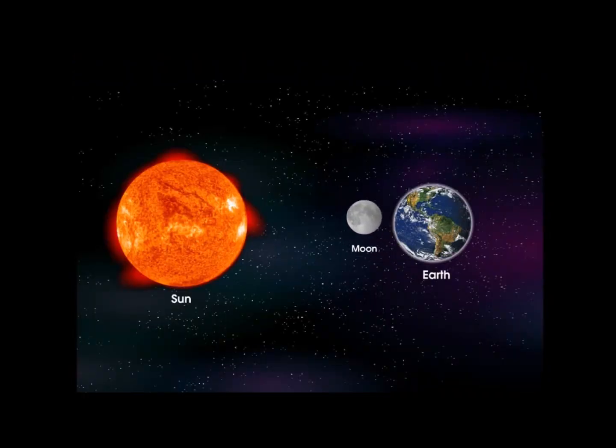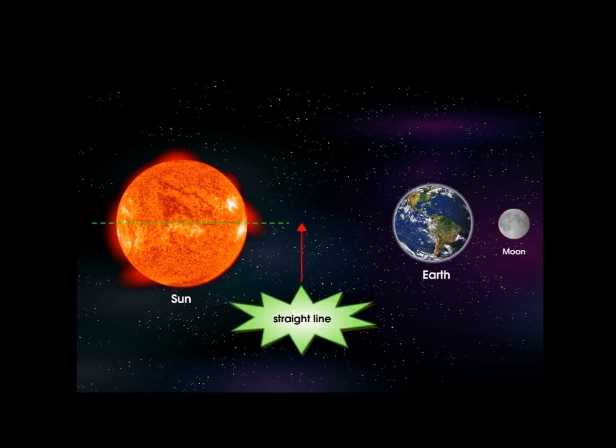An eclipse of the moon occurs when the Earth is directly between the moon and the sun. An eclipse of the moon occurs when the sun, the Earth, and the moon are in a straight line.